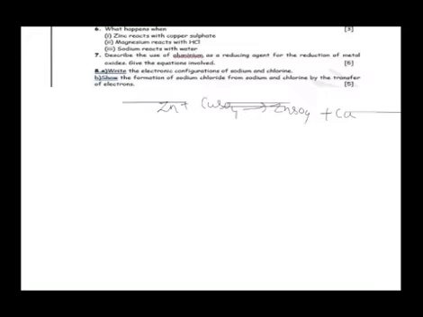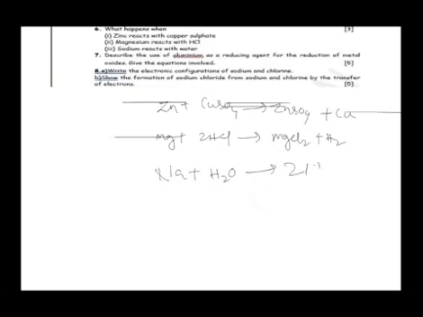Similarly, what happens when magnesium reacts with chlorine? Magnesium will react with chlorine and form MgCl2. Now similarly, in the case of sodium reacting with water, sodium plus H2O gives 2NaOH plus H2. This is the reaction.